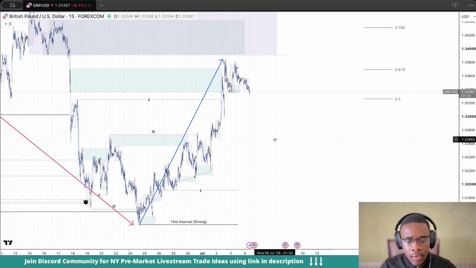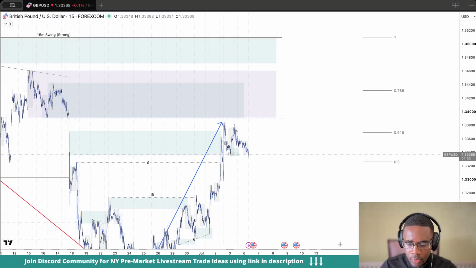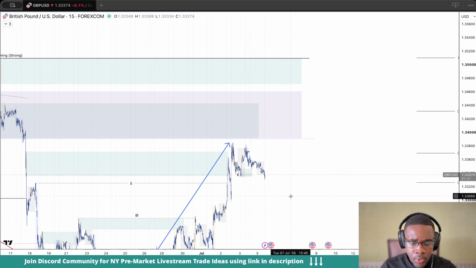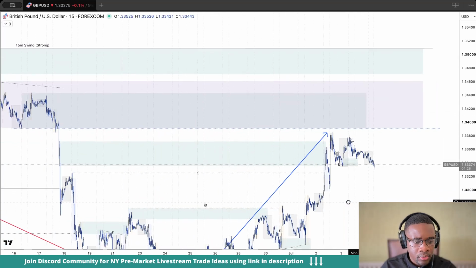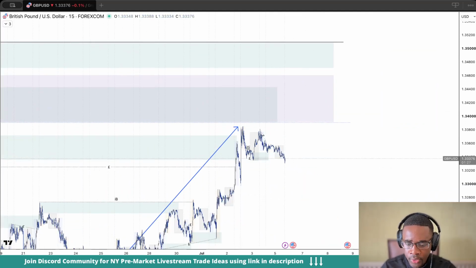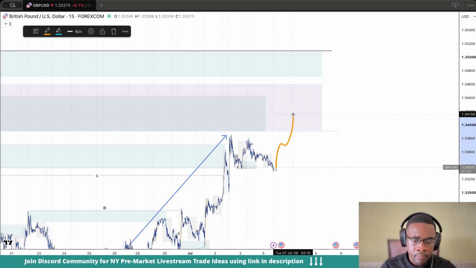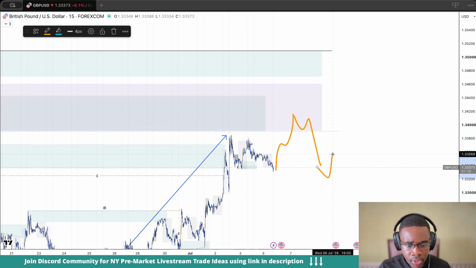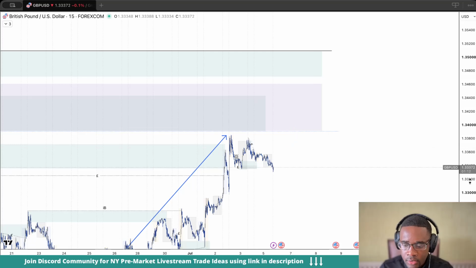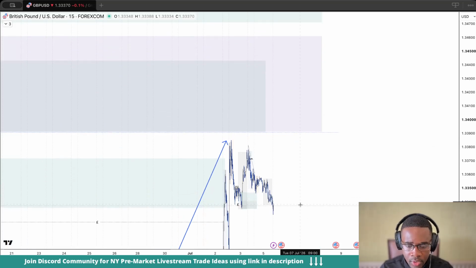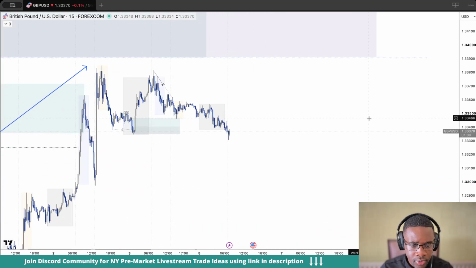All right, so what we wanted to see is price continuing until it mitigates this decisional right in there, before we then start to see price pushing to the downside. So that is still possible. So let's see in terms of what we can expect for the day.